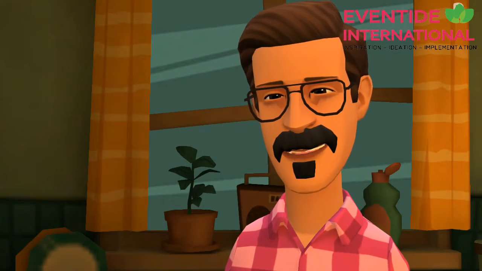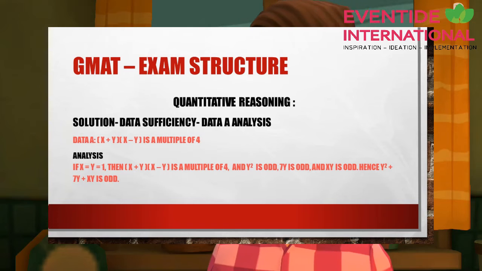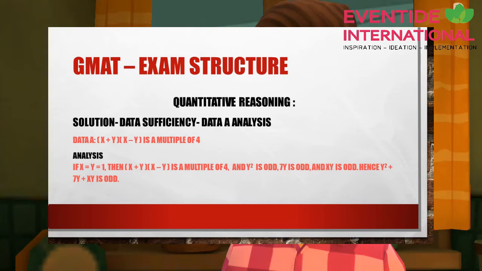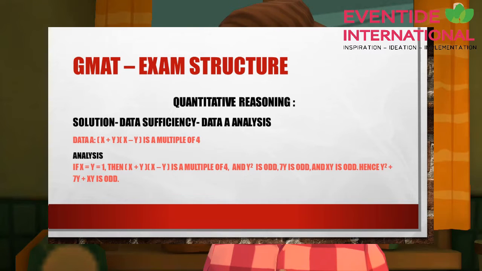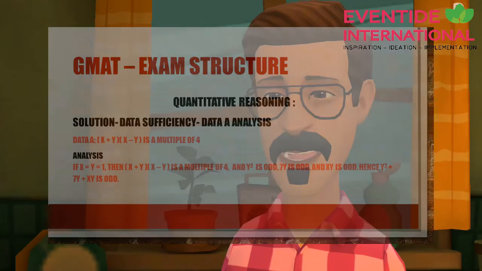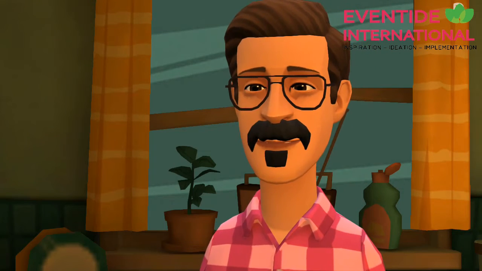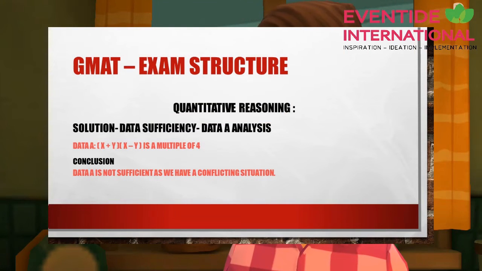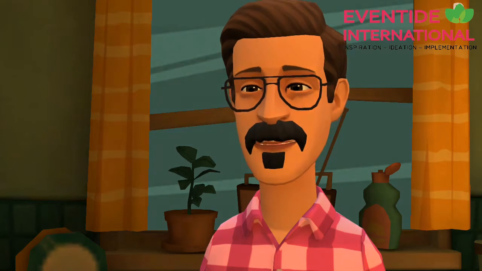Then the answer would be yes. But if x is equal to y and both are equal to 1, then x plus y times x minus y is a multiple of 4, and y squared is odd, 7y is odd, and xy is odd. Hence y squared plus 7y plus xy is odd, then the answer would be no. Thus, statement A is not sufficient to answer the question as we have a conflicting situation. Let's look forward to the second statement.